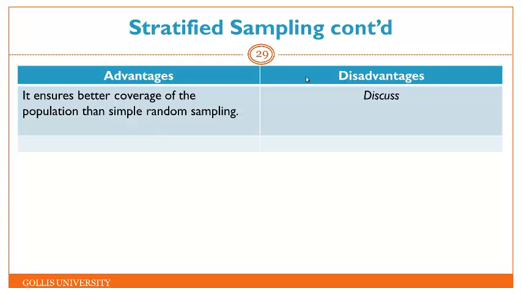It has its own disadvantages, which I would like you to think about as a student. What do you think are some of the disadvantages of stratified sampling? They include being time consuming, as well as very tiresome: determining the strata of your population and dividing them into different strata.